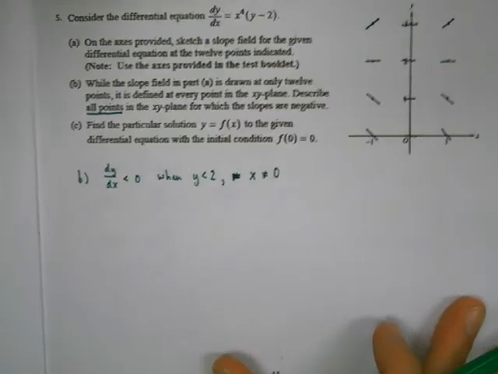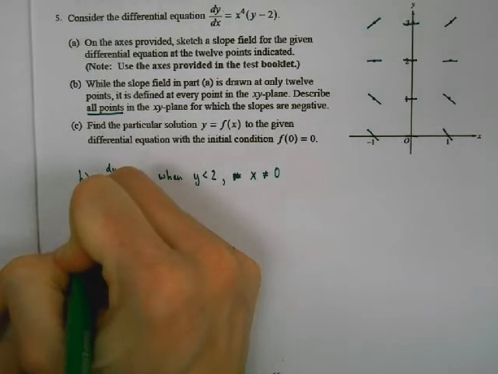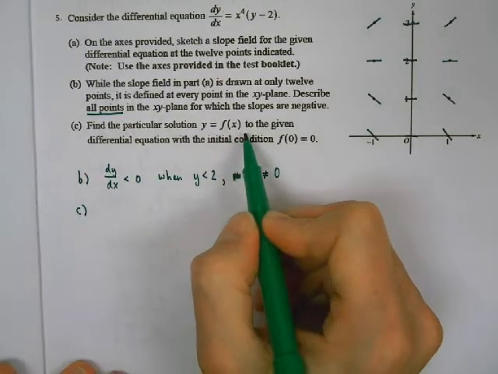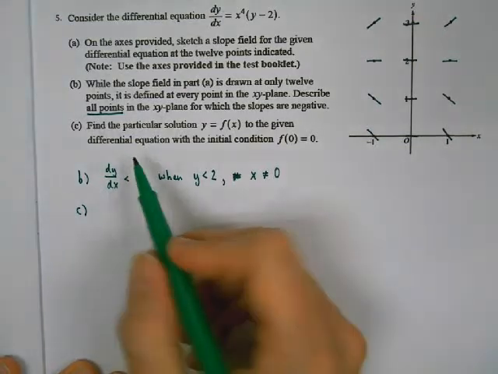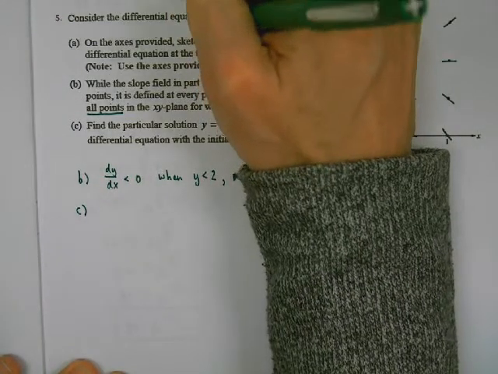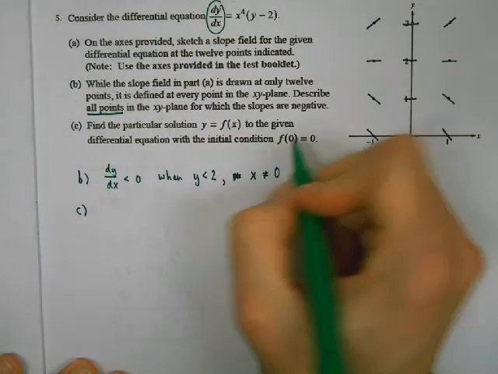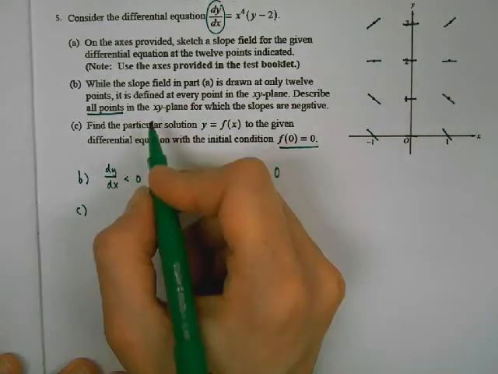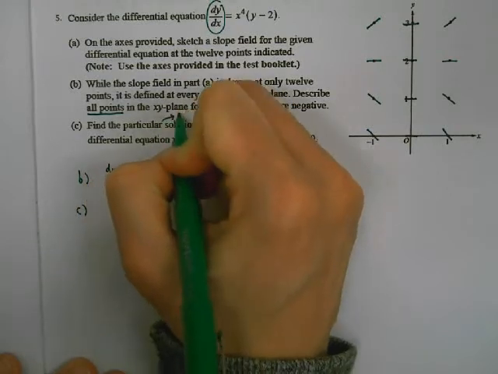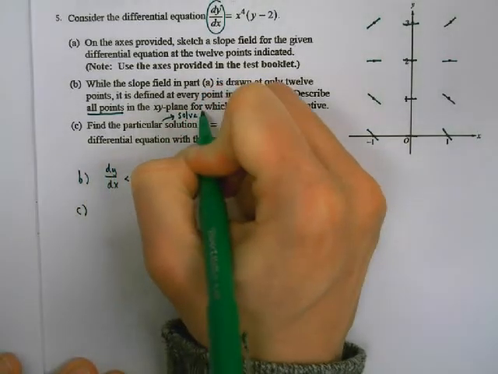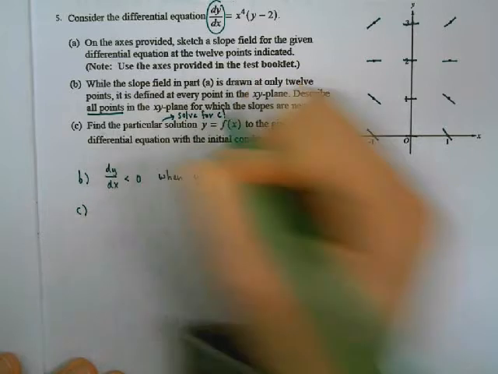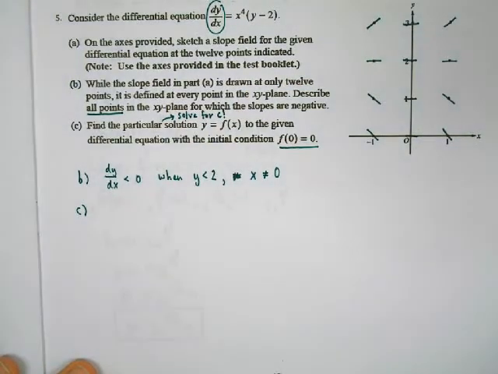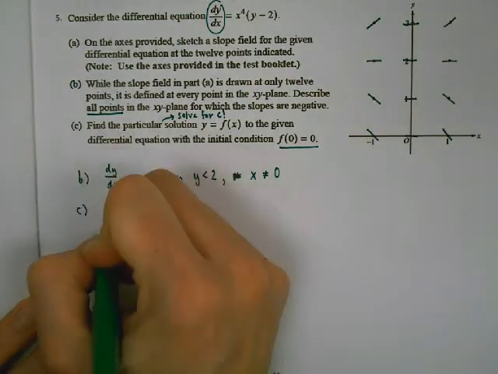All right, last part for this question. Find the particular solution, y equals f of x, to the given differential equation. So they're talking about this equation here, with the initial condition f of 0 equals 0. So this means, right, particular solution means I need to solve for c. I shouldn't have a plus c in my answer. So let's go ahead and do this.